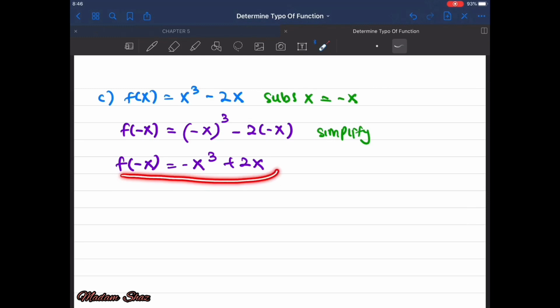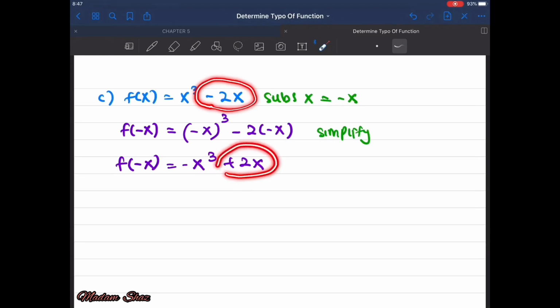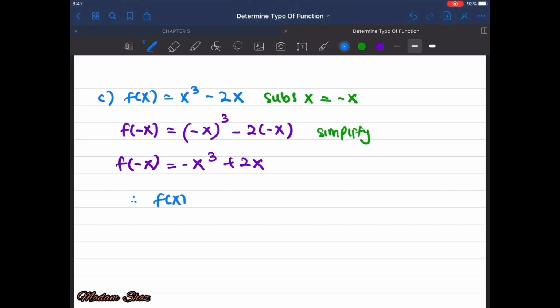Now we want to compare f(-x), which is negative x the power of 3 plus 2x, with the x the power of 3 minus 2x. As we can see here, original is positive x cube and then it's changed become negative x cube. Original, this one is negative 2x and then it's changed become positive 2x. It means that we change all the positive and negative sign of the original function. Original positive is become negative, original negative is become positive. Therefore, this one is an odd function. So the conclusion is f(x) is an odd function. You can directly write your answer like this.